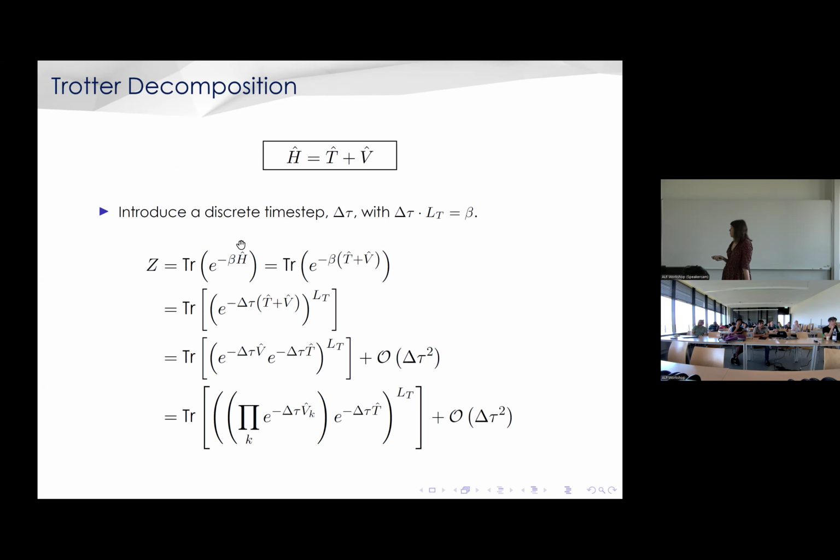The trace, remember, was e to the minus beta H. We can write it as T plus V, and then this is the step where we trotterize. So we have this to the power L_T. Now we don't have a discrete error yet because it's still the full Hamiltonian in there. Then it's this next piece where we now break it into V and T that we have the error. And then further, we are going to break up our potential term because, like I said, it's the sum of all these different squares for sites. So we're going to break it up into these pieces, which could be site pieces, bond pieces, etc.